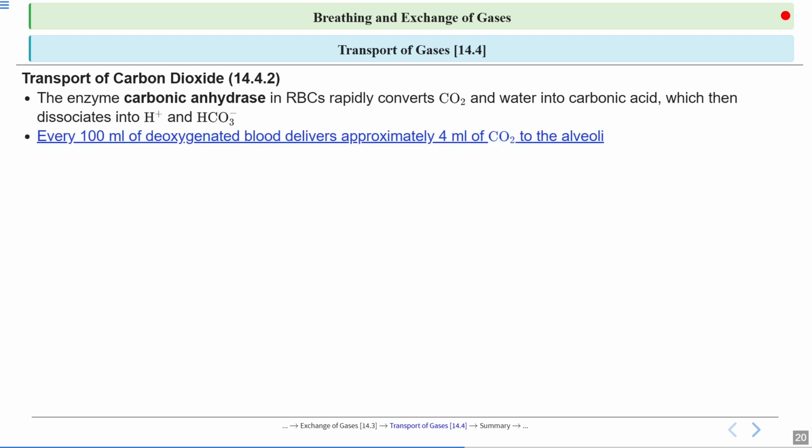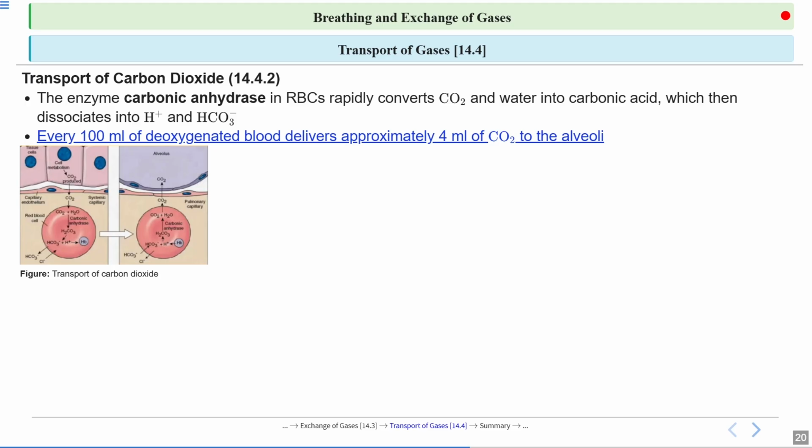Every 100 ml of deoxygenated blood delivers approximately 4 ml of carbon dioxide to the alveoli. 100 ml of deoxygenated blood, the blood that combined with the carbon dioxide, is delivering approximately 4 ml of carbon dioxide to the alveoli, right? So they are talking about this: 4 ml of carbon dioxide is transported to the alveoli, if this is the 100 ml of deoxygenated blood.